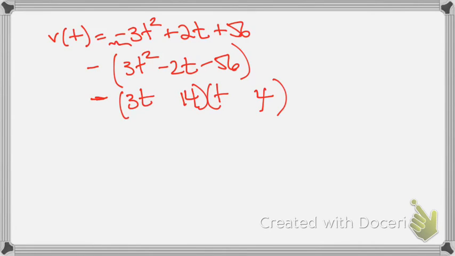14 times 4. The inners would be 14t. The outers are 12t. And yeah, that I could get that negative 2t. So I need this negative, this positive. You could also use the quadratic formula if you really couldn't figure out how to factor it.